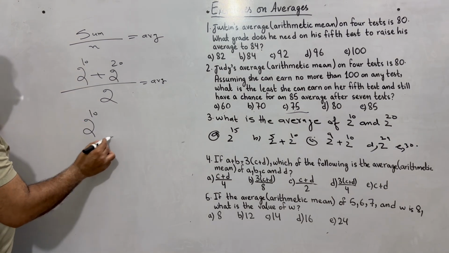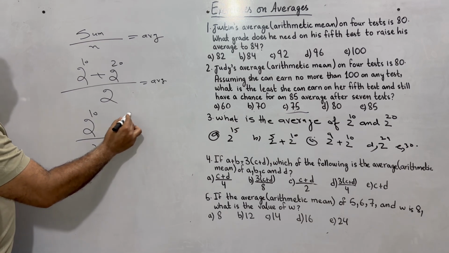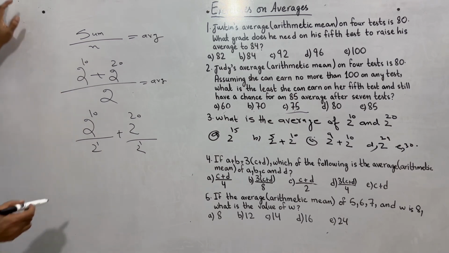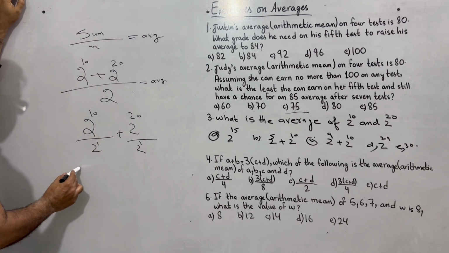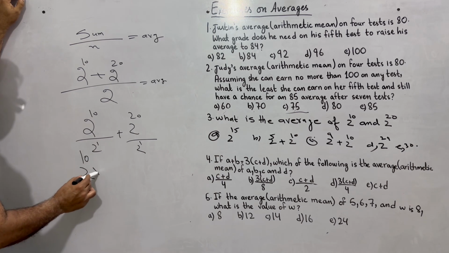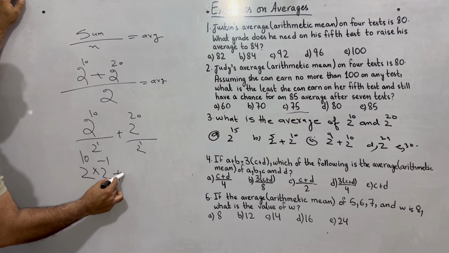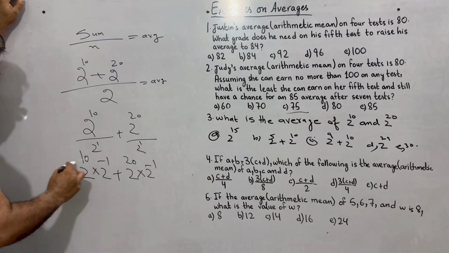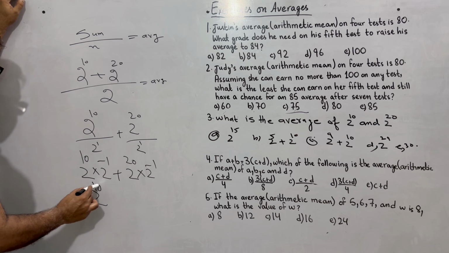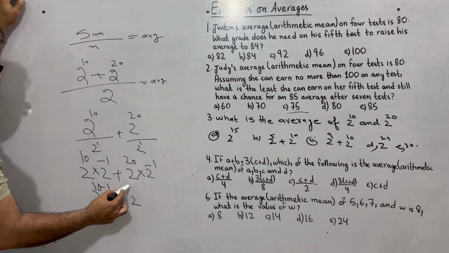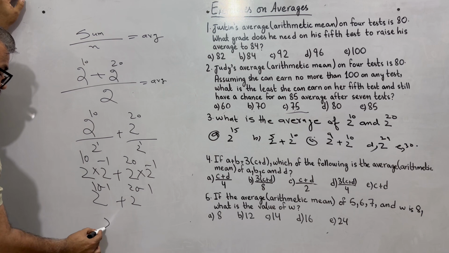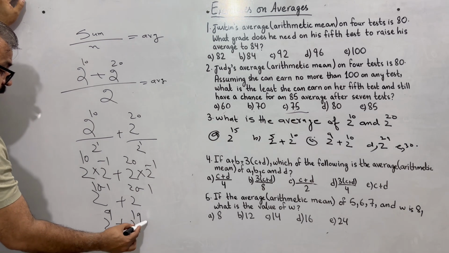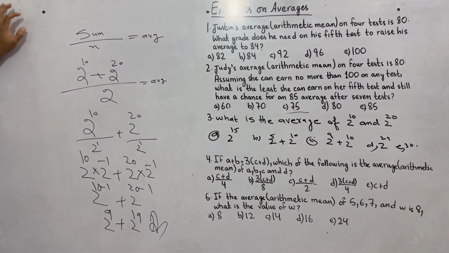2 power 10 divided by 2 plus 2 power 20 divided by 2. We can subtract the lower power from the upper power, or I can write 2 raised 10 times 2 raised minus 1 plus 2 raised 20 times 2 raised minus 1. This is the same, add their powers. It will become 10 minus 1 and 20 minus 1. So 2 raised 9 plus 2 raised 19 is the answer in that case.